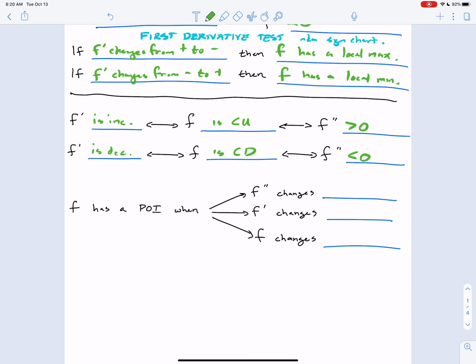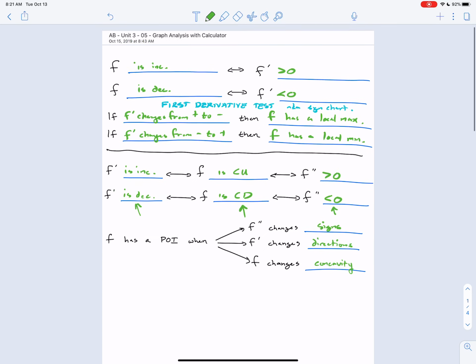We know that f has a point of inflection whenever, by definition, f changes concavity. When concavity changes, f prime will change directions. That will imply that f has a point of inflection. And f has a point of inflection when f double prime changes signs, going from positive to negative or negative to positive. So there you have it.